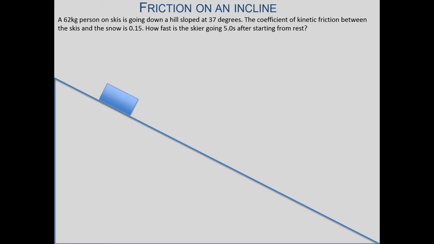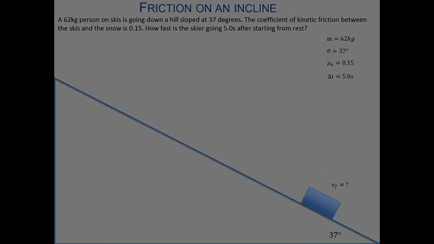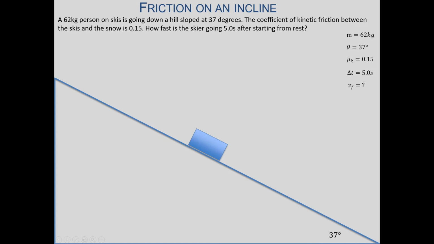As always, it's a good habit to write down what we know. The mass is 62 kilograms, the angle of the incline is 37 degrees, the coefficient of kinetic friction is 0.15, and the change in time is 5.0 seconds. Lastly, the problem is asking for how fast the skier will be moving after 5 seconds, which is referring to the final velocity. We'll need to find the acceleration on the skier to find the final velocity, but even before that, the net force needs to be calculated.